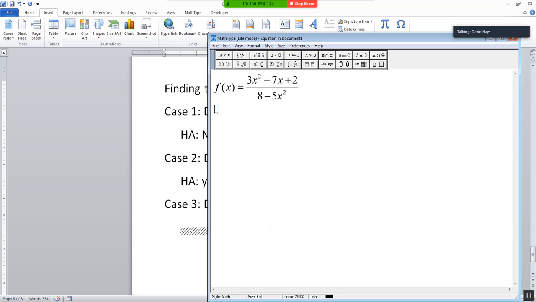Now notice the degree of the top is 2, the degree of the bottom is 2. Degrees are the same. So what we do is we create a fraction, y equals the fraction, and we take the numbers off the front of the x to the largest power. Take 3 off the x squared on top, and take the negative 5 off the x squared on the bottom.